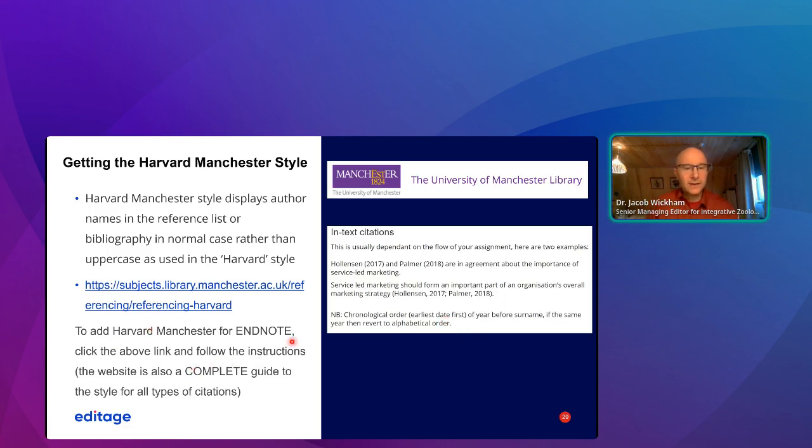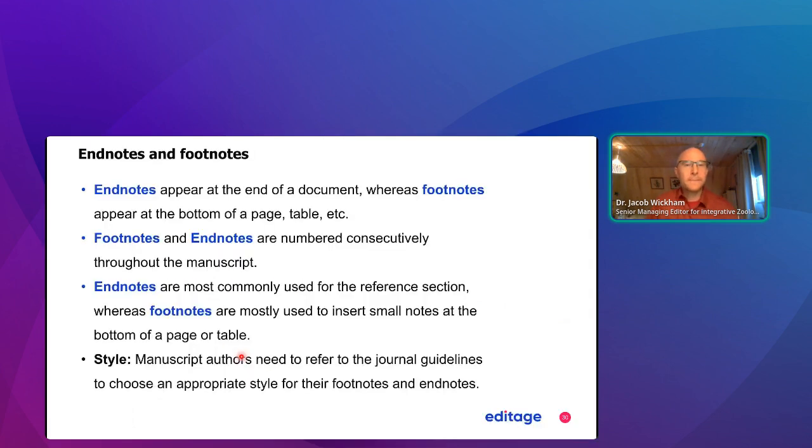So this is not included with EndNote. You have to download it as an additional reference. And here's just a quick description of the differences between endnotes and footnotes. Endnotes appear at the end of the document, whereas footnotes appear at the bottom of each page, which you see in books often. And these are both numbered consecutively throughout the manuscript.